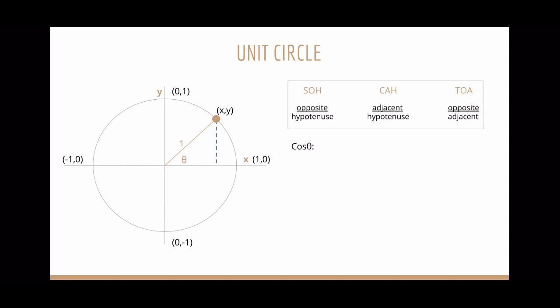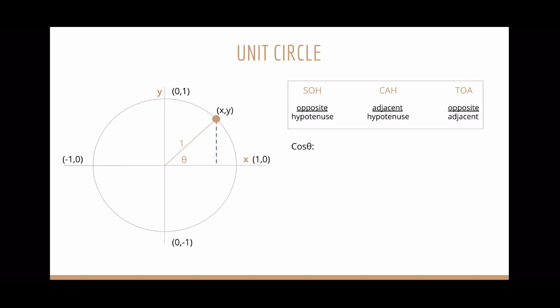And it is going to help us extend our traditional definitions of trig functions, which are sine, cosine, and tangent. So for sine, it is SOH, which means opposite over hypotenuse. And for cosine, it is CAH, which stands for adjacent over hypotenuse. Then TOA for tan stands for opposite over adjacent.